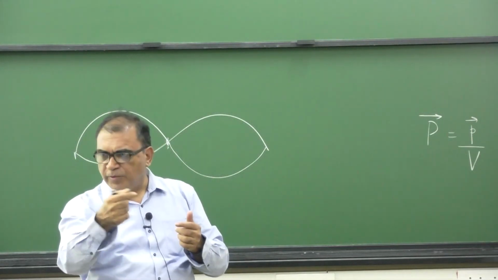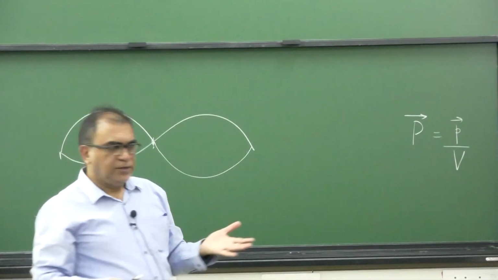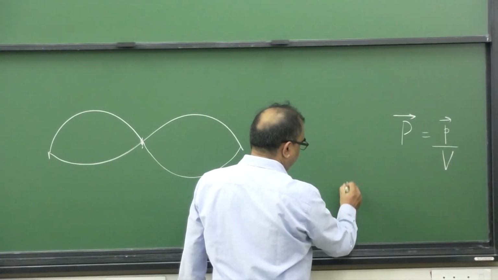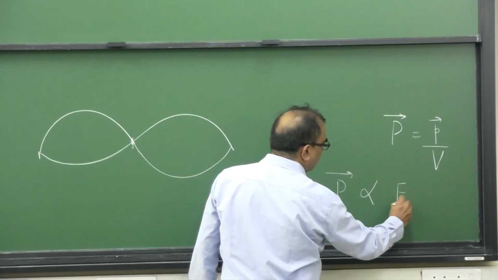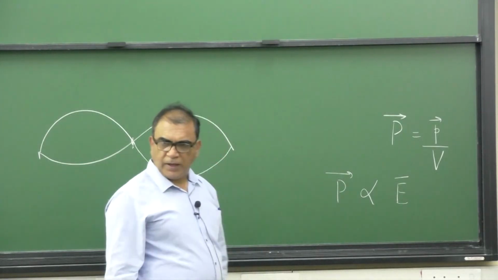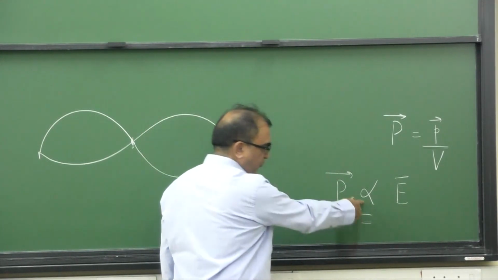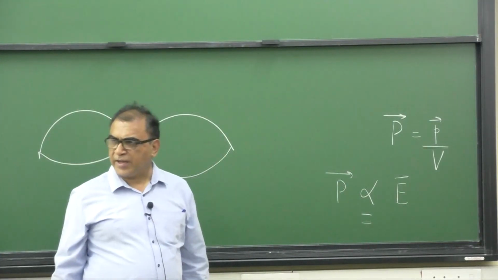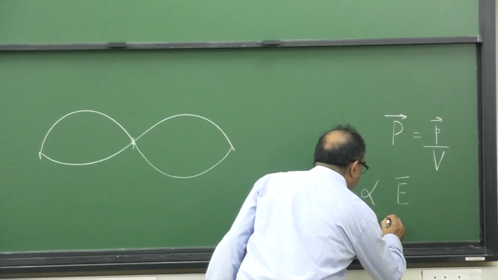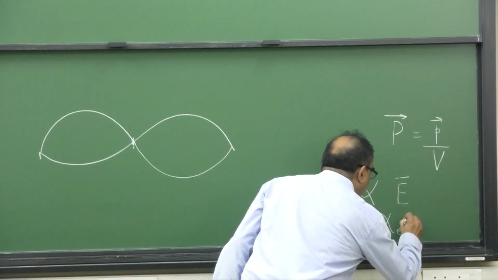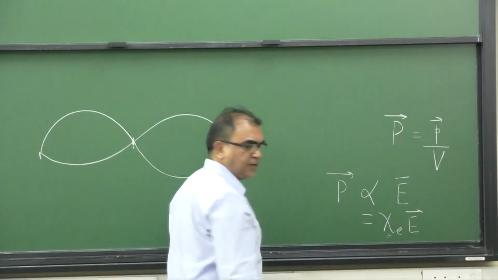So inside also there will be one field. So the material is polarized. The induced polarization is proportional to the incident electric field. So if you replace this proportionality sign, you start writing P equals chi epsilon naught E. This is the susceptibility here.